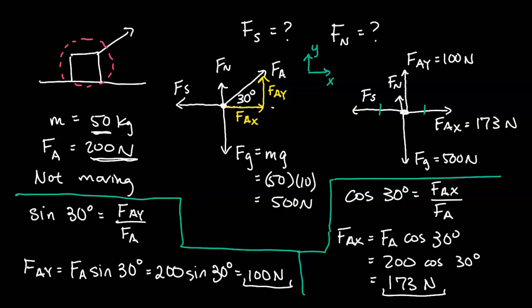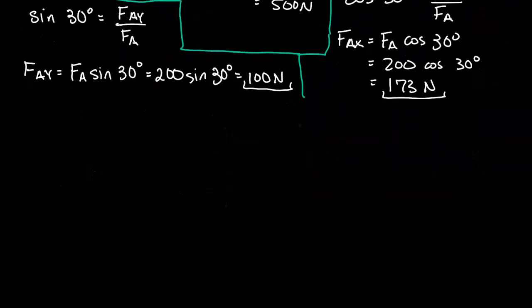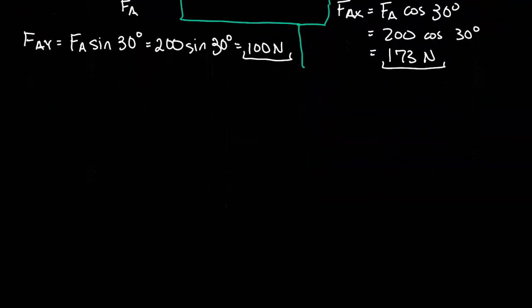So what am I looking for? I'm looking for Fn and Fs. I can tell you just from looking at my diagram that Fs is 173 and that Fn is going to be 400, because 100 plus 400 has to equal 500. But let me show you all the work so you can really understand how I'm getting those numbers.